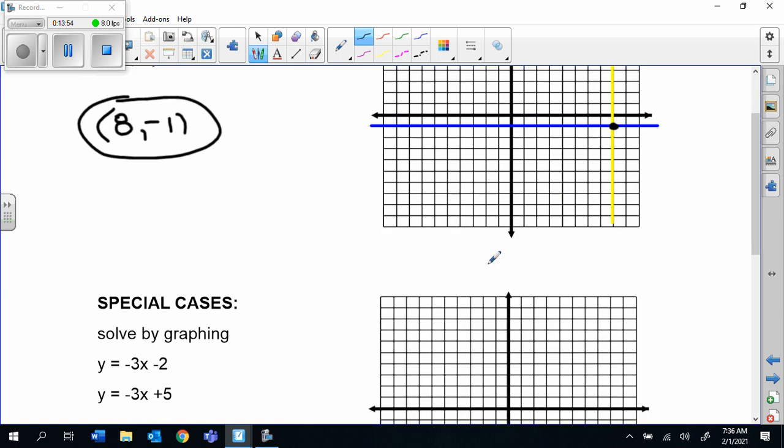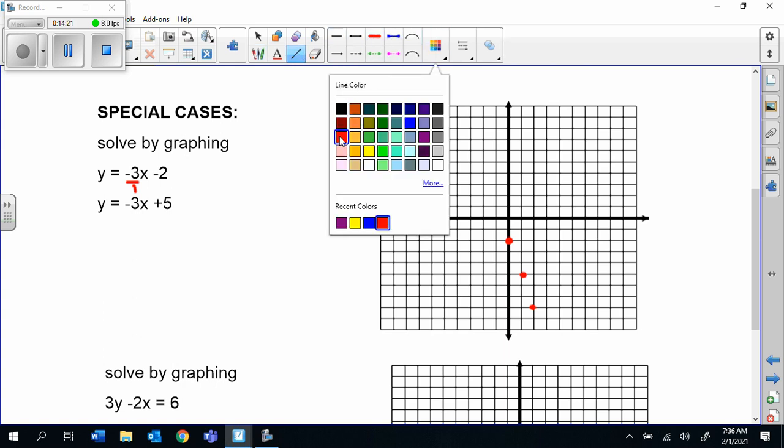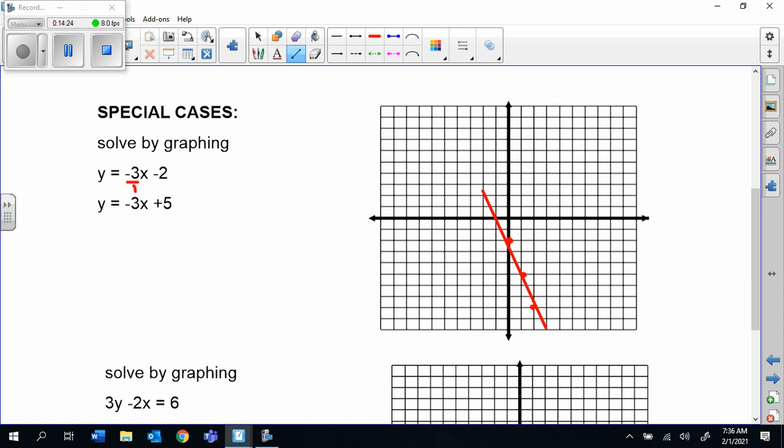And then we move into some special cases. So let's solve this one by graphing. I gave both in y equals mx plus b form. So the very first one, we're going to go down 2. And then our slope is -3 over 1. So let's go down 3, right 1, down 3, right 1. Draw our line. You can also go up and to the left. So that's good enough for my purposes here.